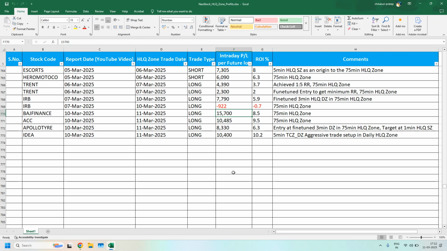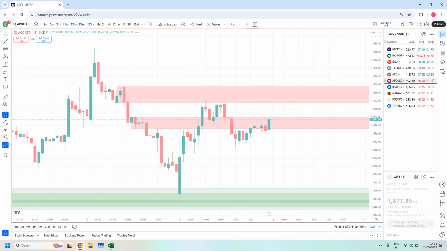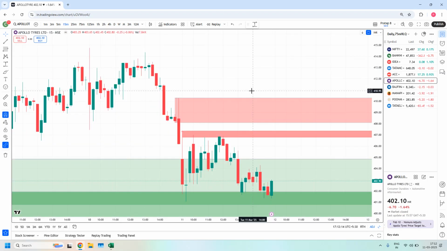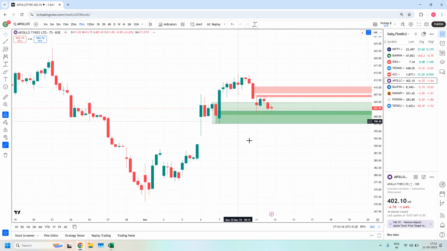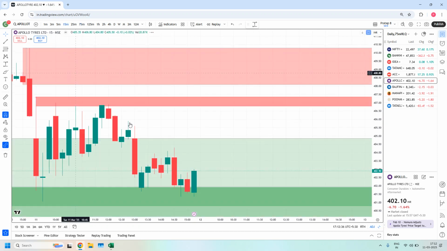Okay, anyway, the next one is Apollo Tyres. Apollo Tyres is also a 75 minutes high liquidity demand zone. How did our software identify this zone? As a rally, 2 base candles and rally, or maybe drop, 3 base candles rally. Either one is valid. And this is the 75 minutes area fine tuned with 15 minutes time frame.